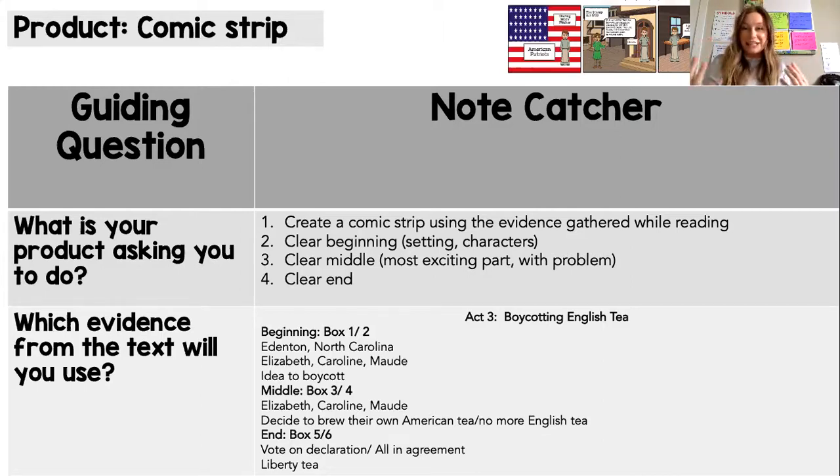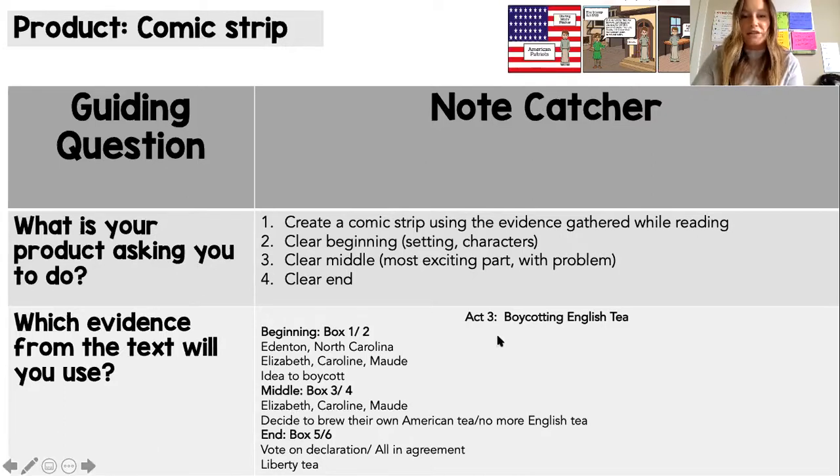Which evidence from the text will you use? So clearly, 6 boxes is not enough to talk about a 4-act play. So we're probably going to need to choose one of the acts to focus on. This is where you as a writer get to make a creative choice of your own. I chose Act 3 because this was a really cool act for me and where my imagination really got going as I was reading.